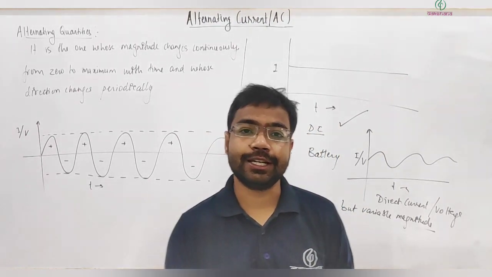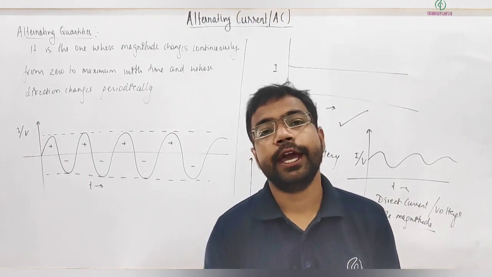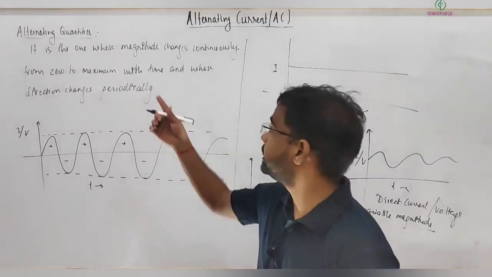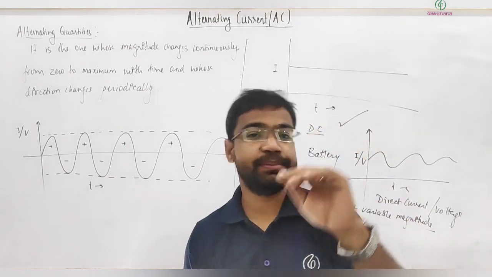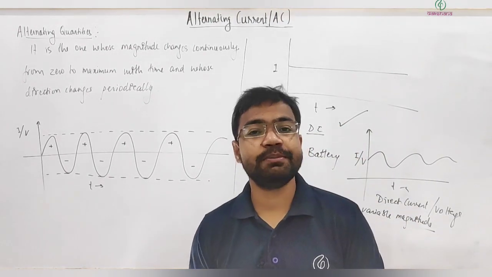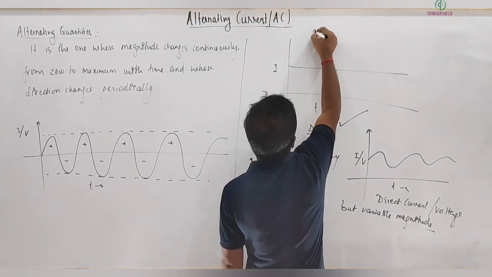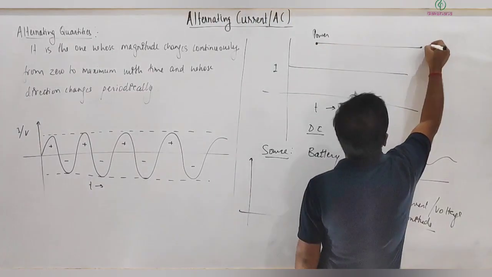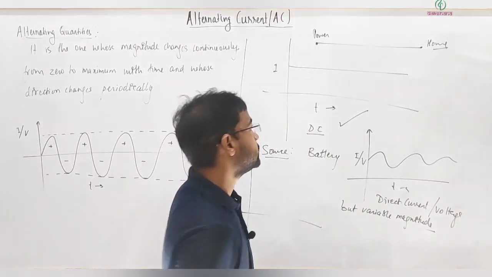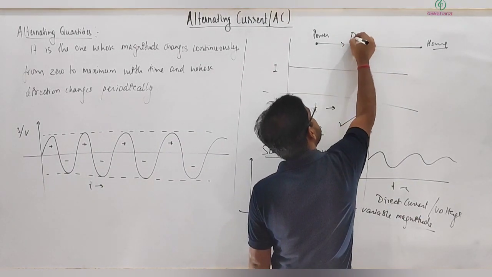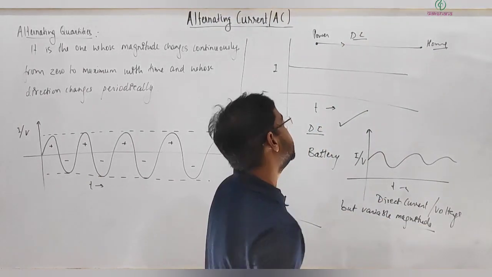Next comes alternating current. If I look at the definition, the current or voltage is called an alternating quantity. It is the one whose magnitude changes from 0 to maximum with time and whose direction changes periodically. Look at it here: this is our powerhouse and this is your home or maybe some factory where we are supplying the current. In case of direct current, it simply flows from one point to another, and the direction is always maintained. This is DC.